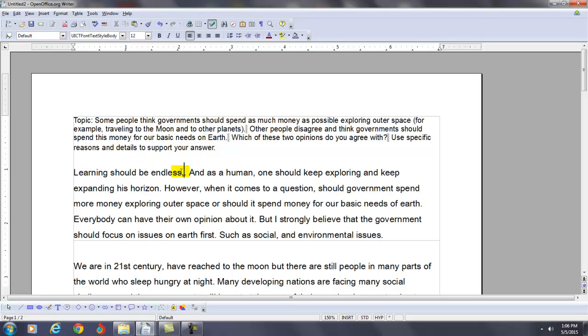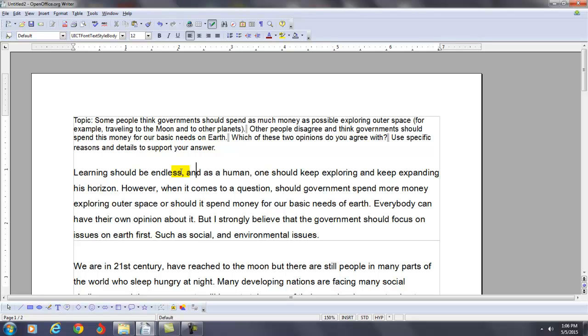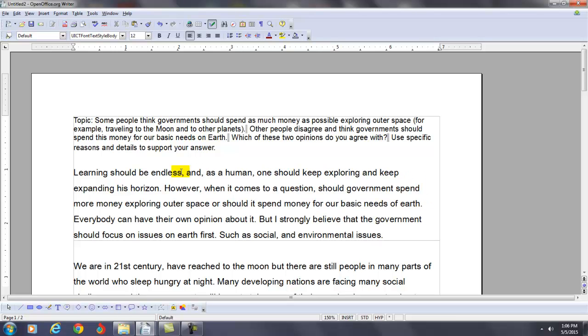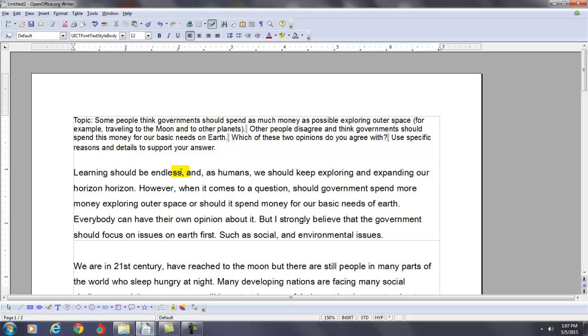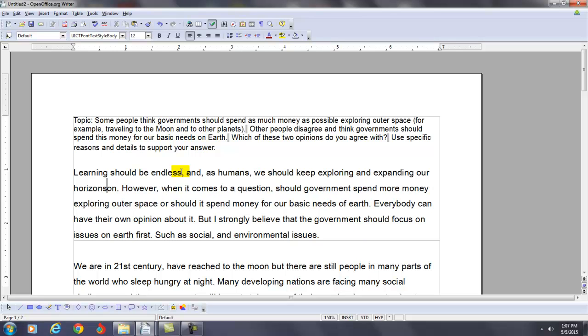I'm going to go ahead and combine these first two sentences. You can say, learning should be endless, and as a human, one, I don't think that works very well. What if you said this? As humans, we should keep exploring. I don't think you have to say keep expanding because you've implied that. We should keep exploring and expanding our horizons.